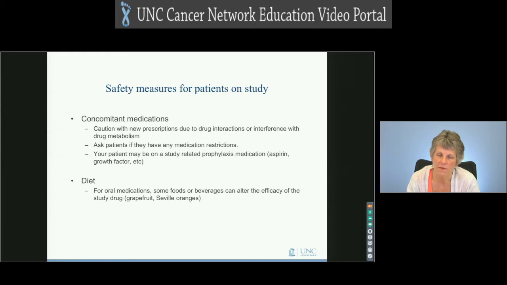Diet is another thing. If they're on an oral med, sometimes there are certain foods and beverages that they can't take because of the way it affects the medication that they're on. And I've listed just a couple here. These are the more common ones that I see in a lot of our pill studies. No grapefruit, no Seville oranges. For those of you that aren't familiar with Seville oranges, I was told recently that's what they use to make orange marmalade. So if you're an orange marmalade fan, then that's something you'd want to keep in mind.